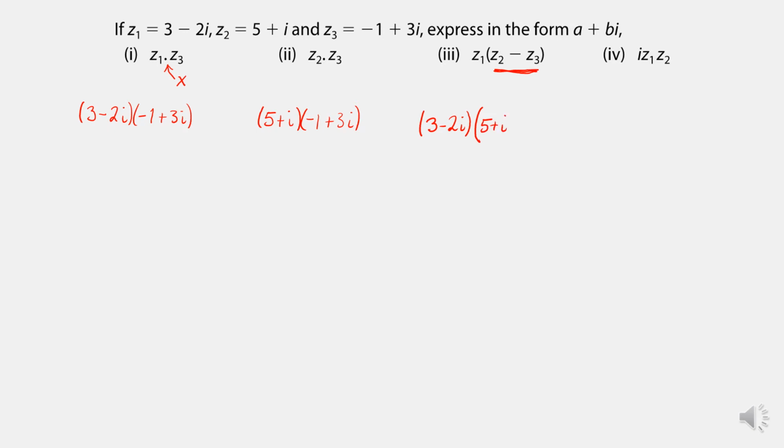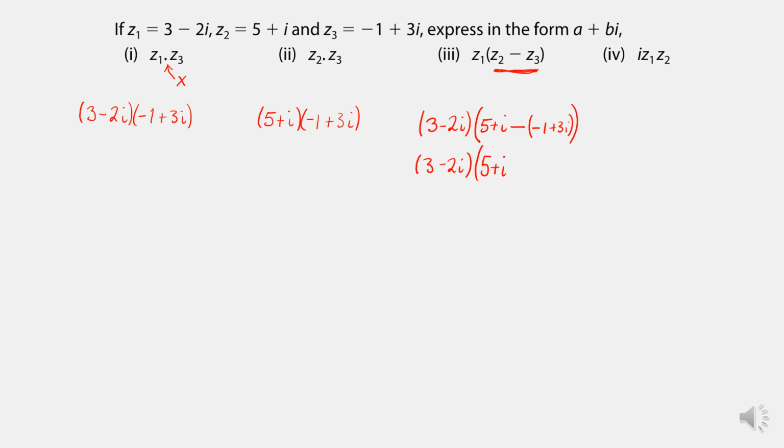So it's 3 minus 2i multiplied by, so Z2 is 5 plus i, take away, so subtract, we can do that. Okay, subtract Z3. So I'm going to use a bracket, as I always like to do with subtraction, and we'll see in the next part why. Okay, so that's Z1 multiplied by Z2 minus Z3.